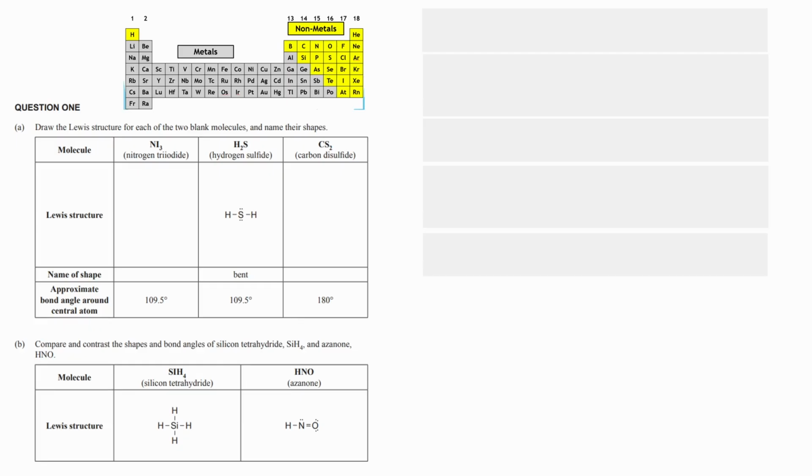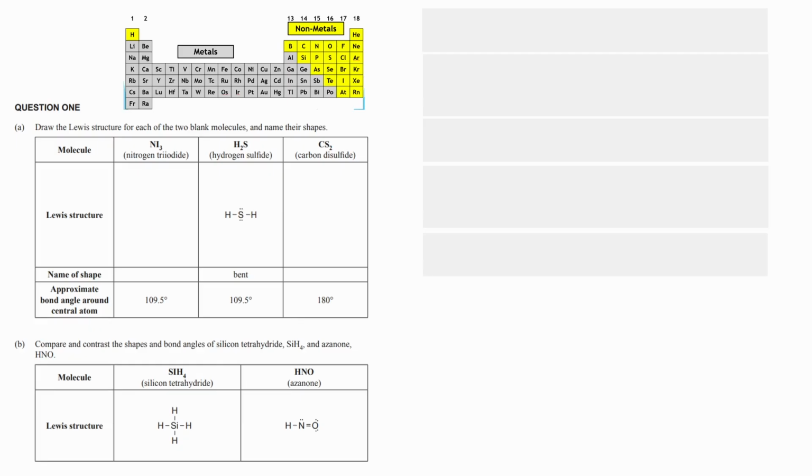The first question here asks us to draw a Lewis structure for two molecules that are given. And they've given an example in the middle of a Lewis structure, showing how they would like us to draw it. So let's see if we can draw the Lewis structures for these two compounds.